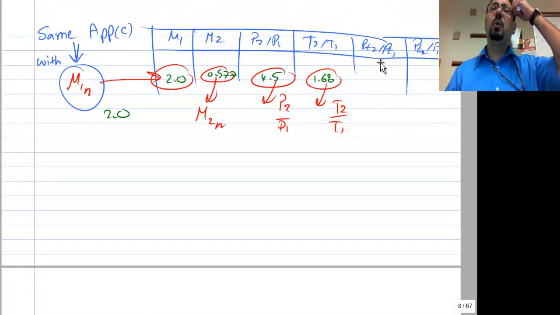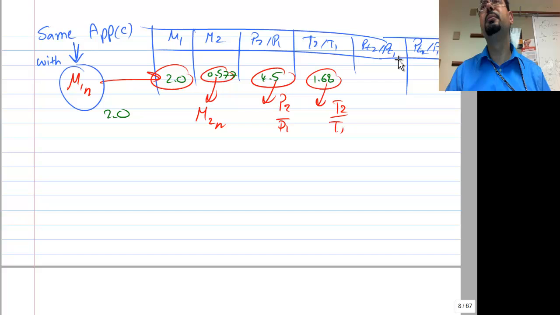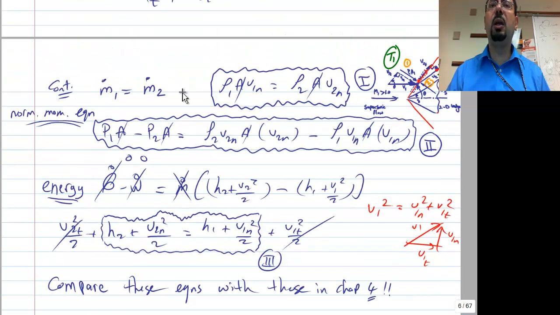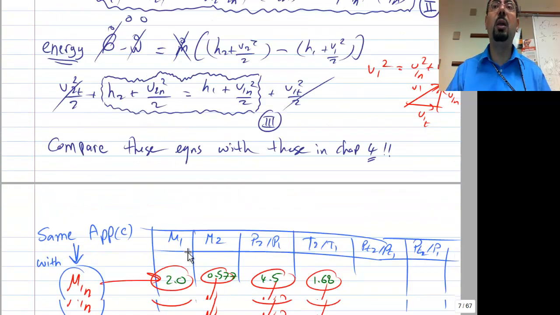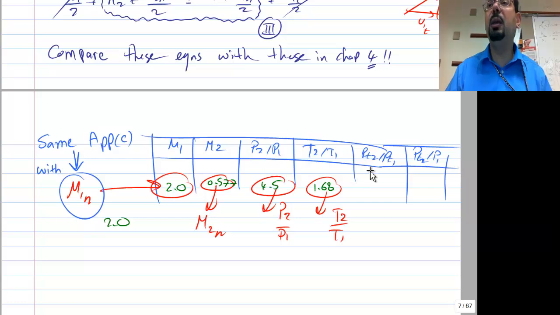So now, will we be able to use P total 2 over P total 1? I said we will use P2 over P1 and we'll use T2 over T1. We can use them. Why? Because, look at this, those are the same equations. They produce the same results that end up generating the chapter 4 appendix, and they will come out here. So that's why we can use the T and the P ratio.